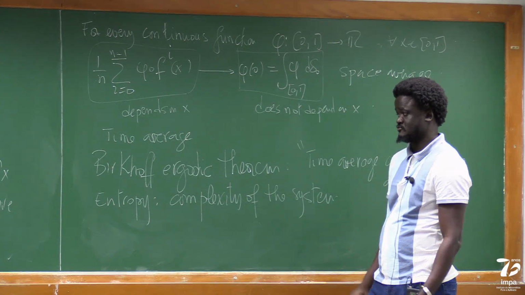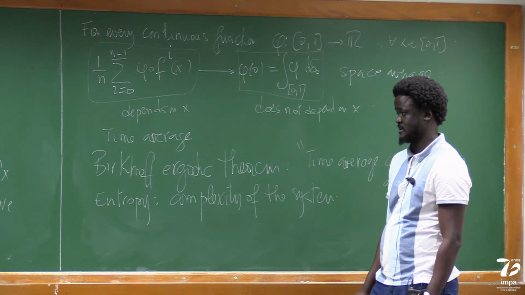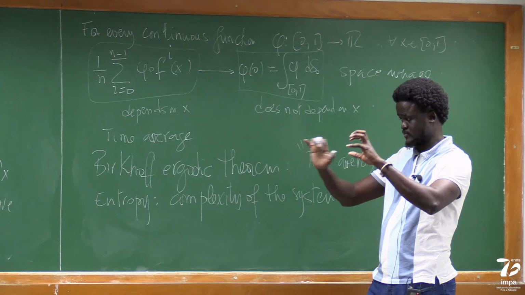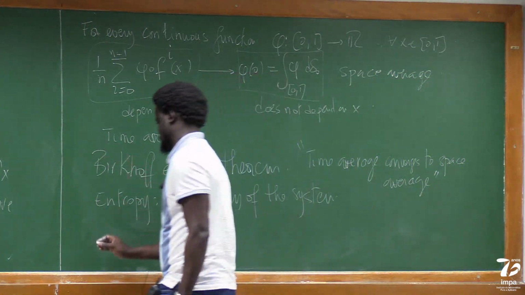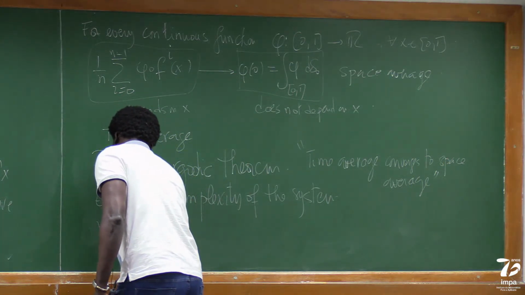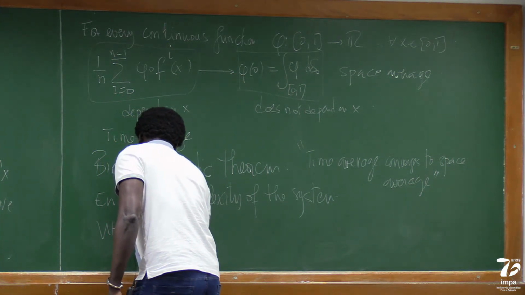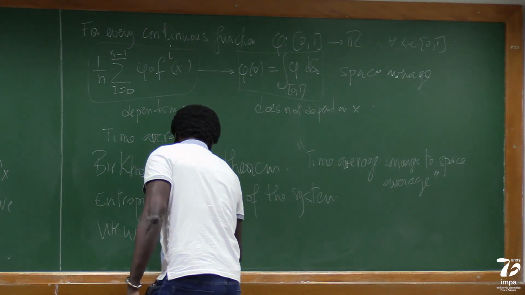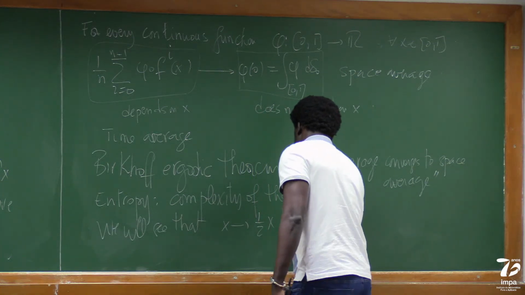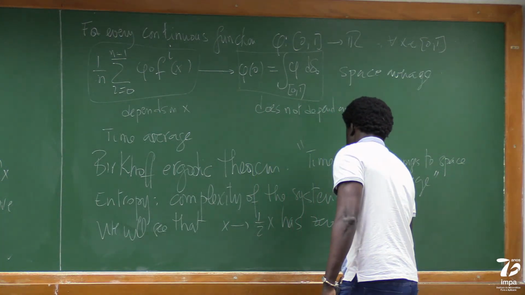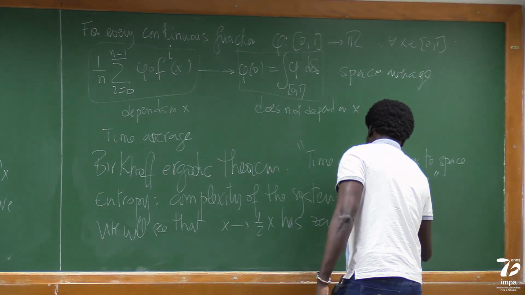And it is a topological invariant. If you have two systems that are topologically equivalent, they have the same entropy. So for this map, we will see that x goes to x over 2 has zero entropy.